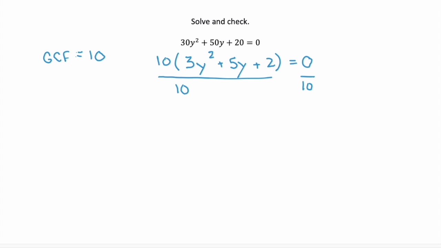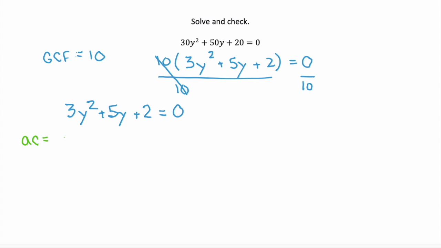And when we divide both sides by 10, these simplify out, and on the left we just have 3y squared plus 5y plus 2. And then on the right we have 0 divided by 10, or just 0. So we're left with that polynomial, and it's in standard form. So this polynomial has a leading coefficient of 3, so we're going to use the key number method.